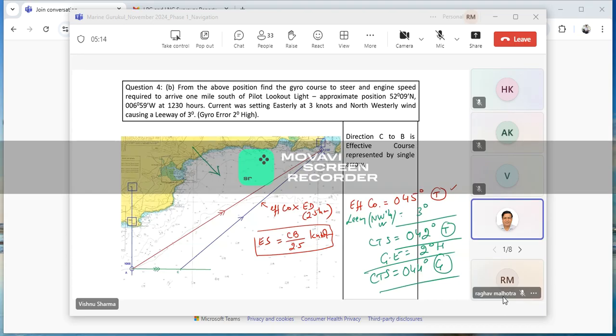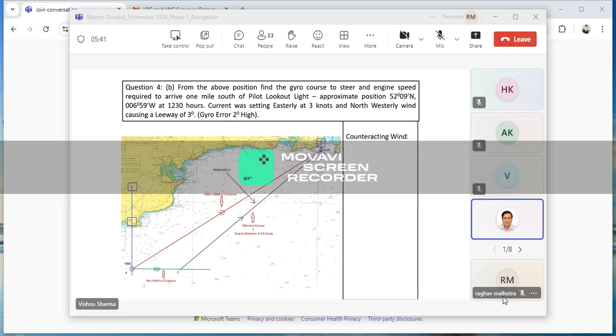So what have we learned here? Use of PL by transit bearing, use of a depth contour as a PL, identification of a radio mast, identification of a hill peak, and then we have counteracted both wind and current. Am I right, guys? Yes or no? Yes, sir.